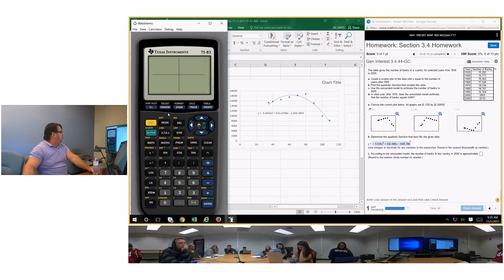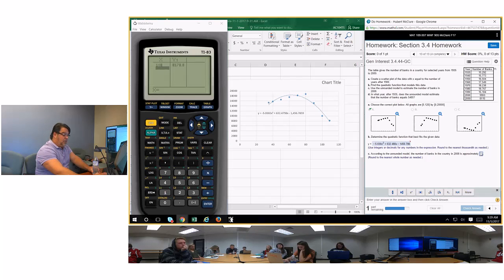We really don't care about the graph. Go to table, second table, and type in, what do they want? 2008, which is 108, and enter, and there's your answer. 8178.8, write that down. It says round to the nearest whole number, so that'd be 8179.